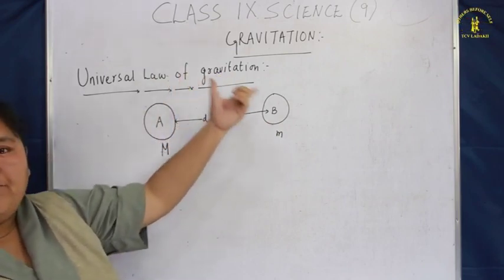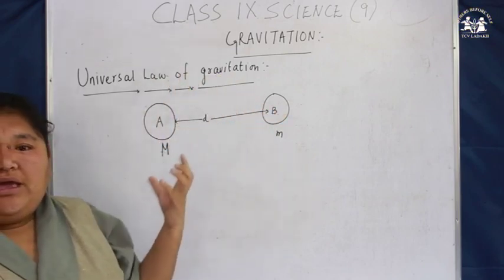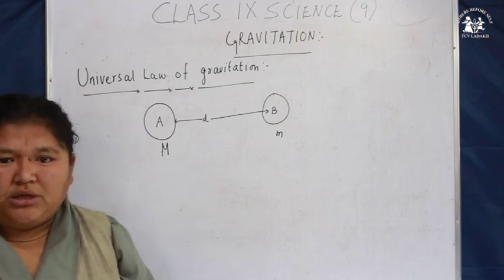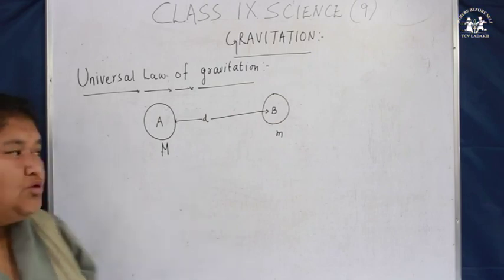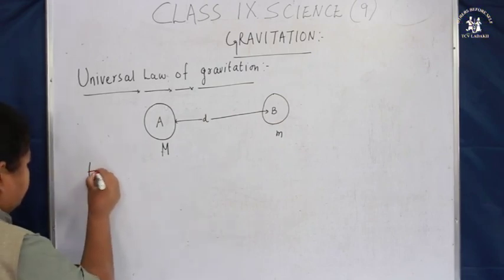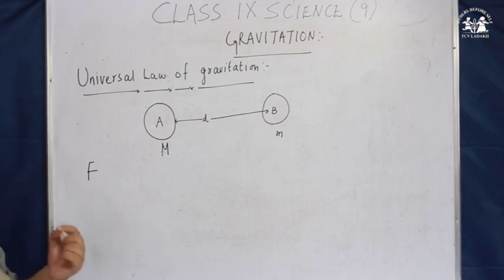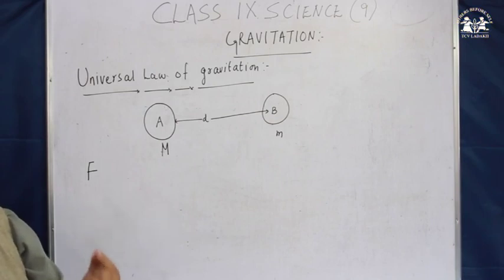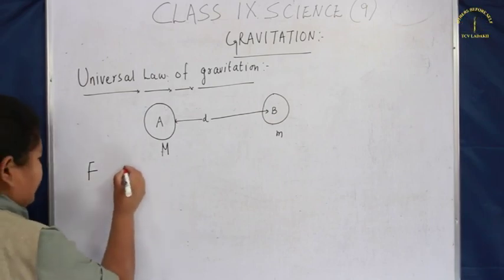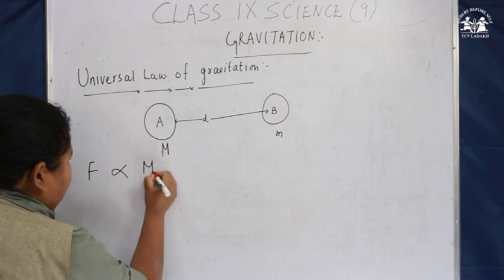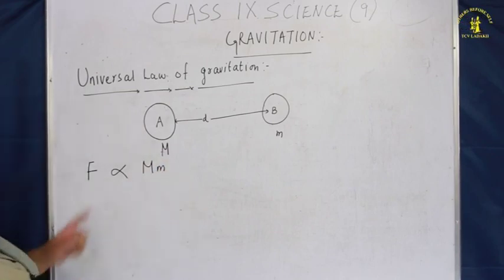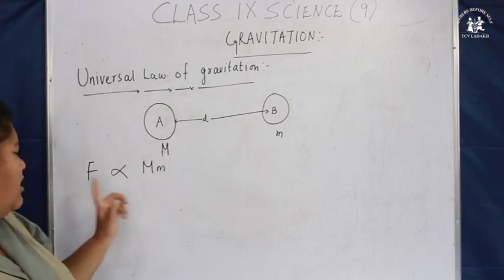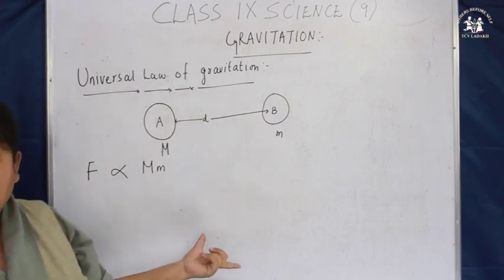According to the universal law of gravitation, every object in this universe tries to attract another object with a force which is directly proportional to the masses of the objects involved, right? So force is directly proportional to the product of the masses involved here, right?